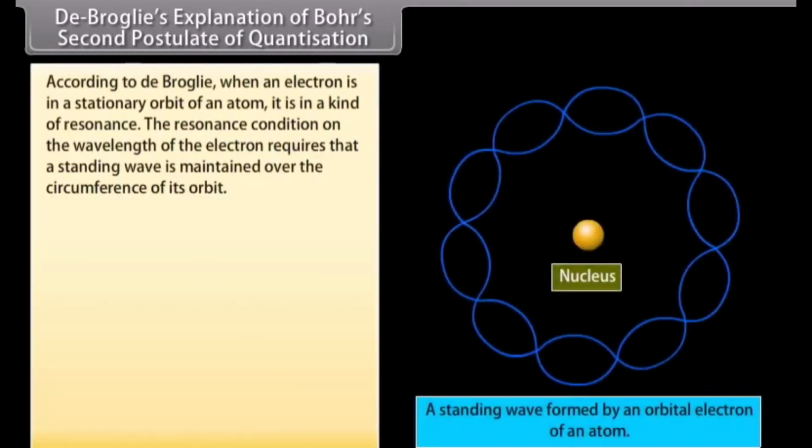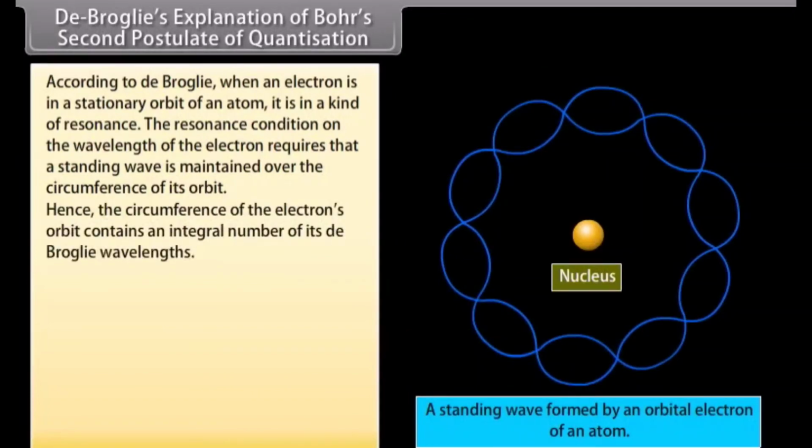de Broglie's explanation of Bohr's second postulate of quantization. De Broglie explained the quantization condition on angular momentum of an orbiting electron. According to de Broglie, when an electron is in a stationary orbit of an atom, it is in a kind of resonance. The resonance condition on the wavelength of the electron requires that a standing wave is maintained over the circumference of its orbit. Hence, the circumference of the electron's orbit contains an integral number of its de Broglie wavelengths.